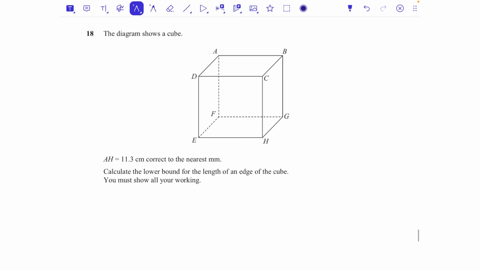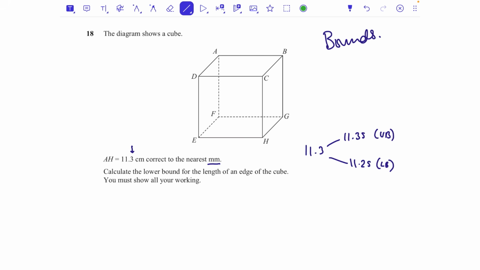Question number 18. The diagram shows a cube. A to H is 11.3, correct to the nearest millimetres. So this is a bounds question. We've got rounded values. If we've rounded to the nearest millimetre, that's the same as 0.1 centimetres. So your upper bound is 11.35. 11.35 is your upper bound, and 11.25 is your lower bound. That's the biggest and the smallest it could have been to be rounded to 11.3.